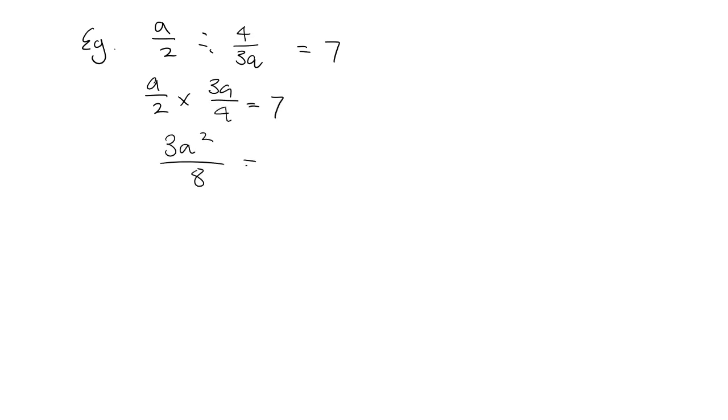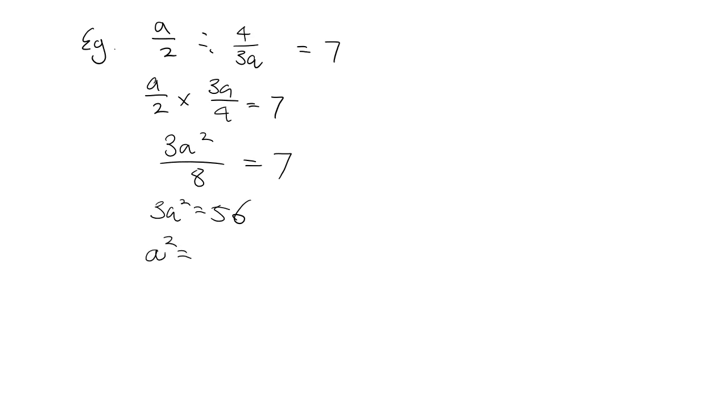Okay, last problem. We will deal with a quadratic equation, which is basically an equation with a power of 2. So let's say we have a over 2 divided by 4 over 3a equals 7. Now we need to solve for a. First, we times a over 2 by the reciprocal of 4 over 3a, which is 3a over 4, times horizontally 3a squared over 8 equals 7, times 8 to both sides, 3a squared equals 56.